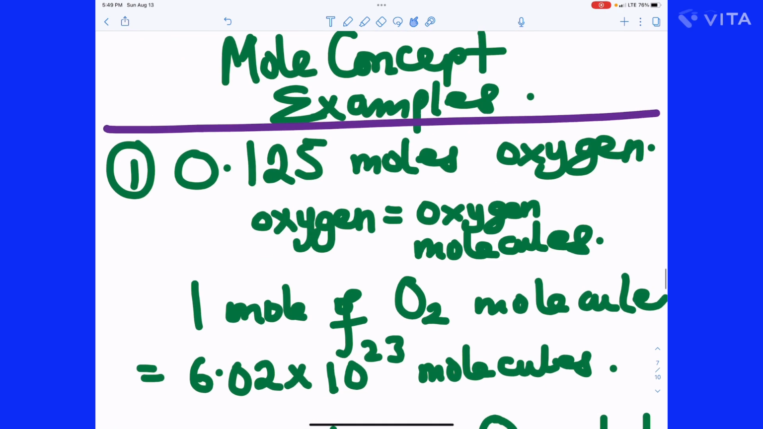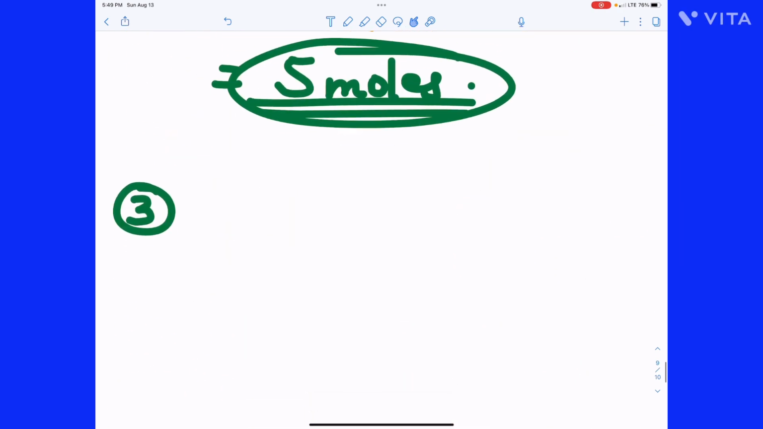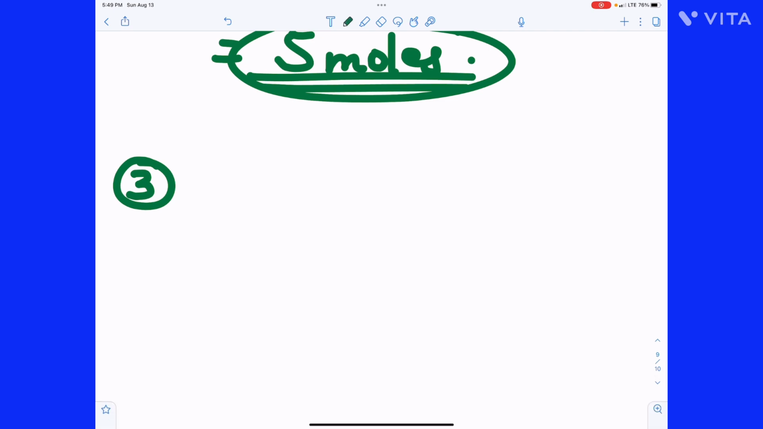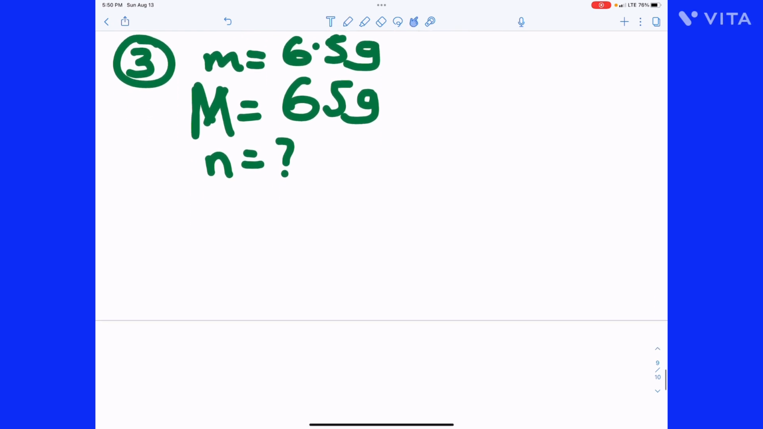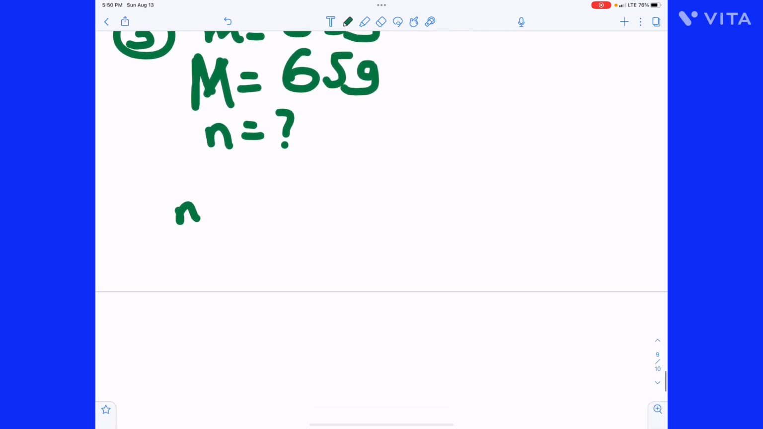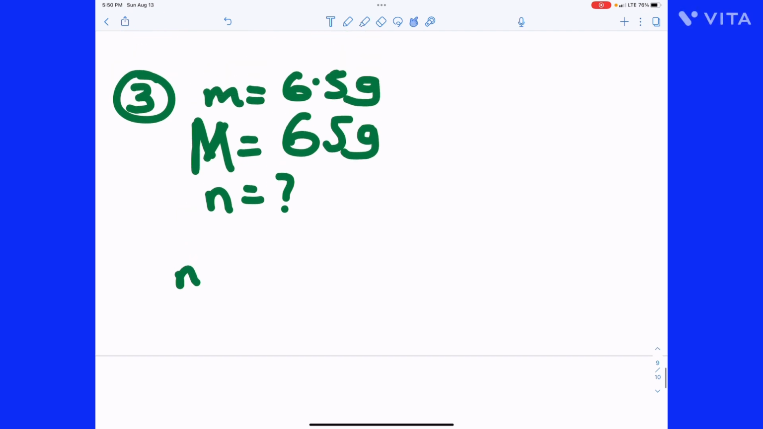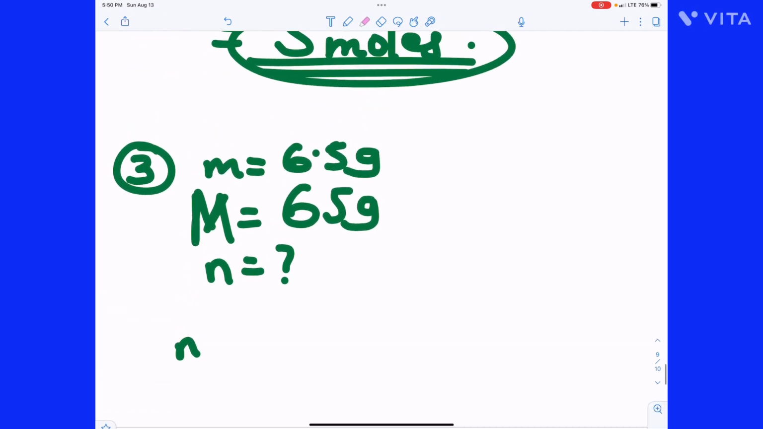How many moles are in 6.5 grams of zinc if the molar mass of zinc is 65? Now, the reacting mass or quantity you have is 6.5 grams. The molar mass of zinc is 65 grams per mole. So, we are looking for the number of moles. Remember the formula that connects reacting mass, number of moles, and molar mass.